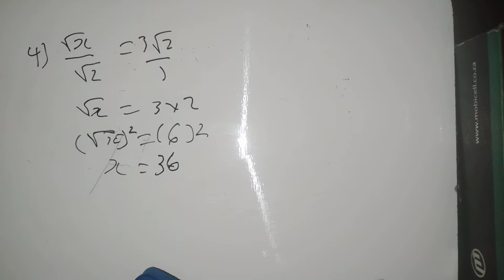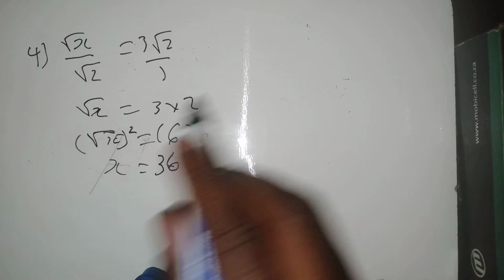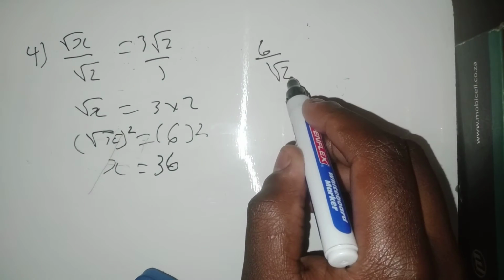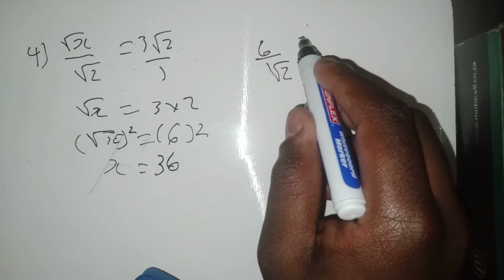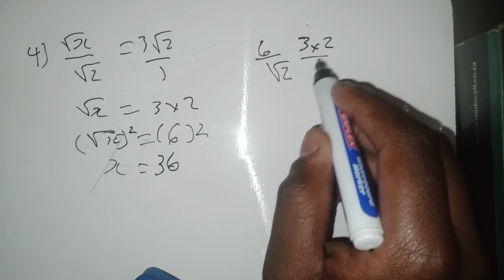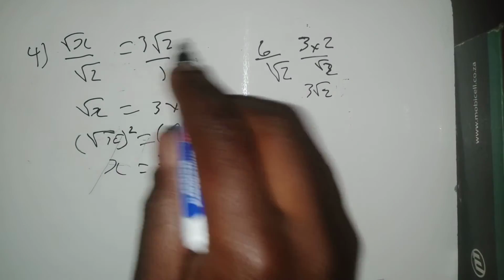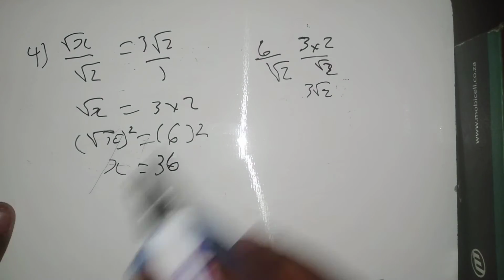Let's check if this is valid. Square root of 36 is 6. So 6 divided by root 2. Let me just split it. This is the same as 3 times 2 over root 2. So this becomes 3 root 2. It is the same as the right hand side, so this is valid.